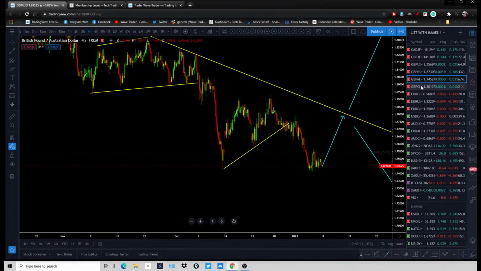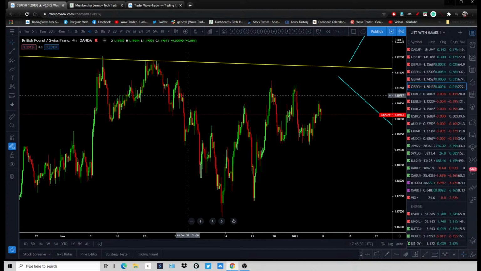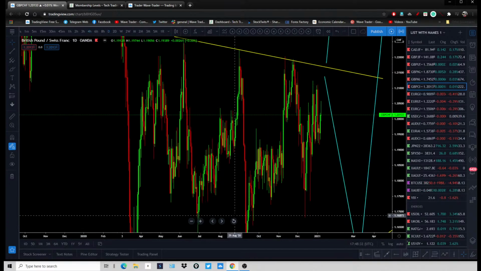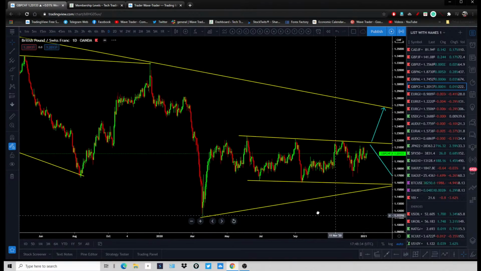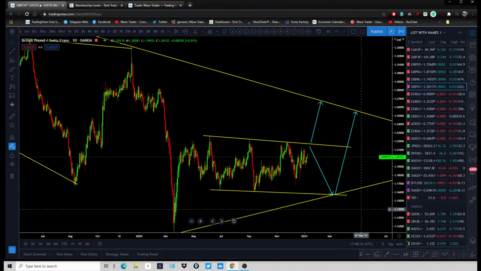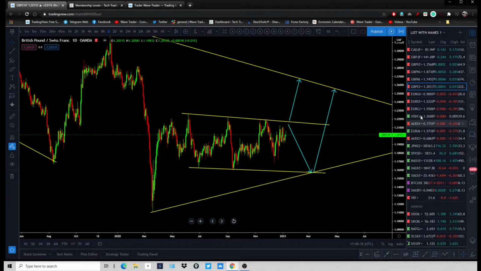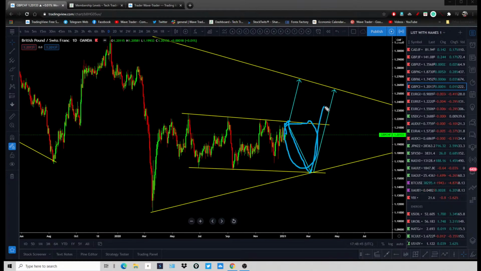Fed action is going to change this market, even if the Fed only communicates with the market verbally. So it is still going to be good for the dollar. On the pound Swiss franc, price simply holds that top and goes down in a short-term bearish move, and from the bottom reverses. A breakout is possible.